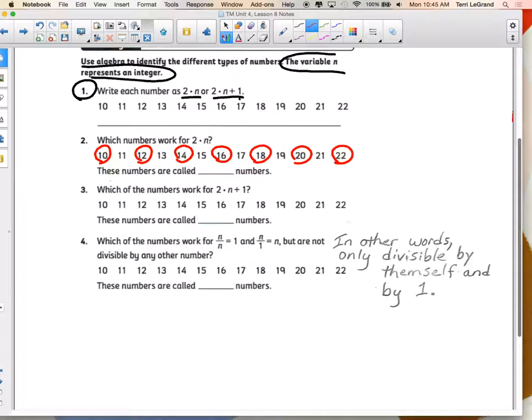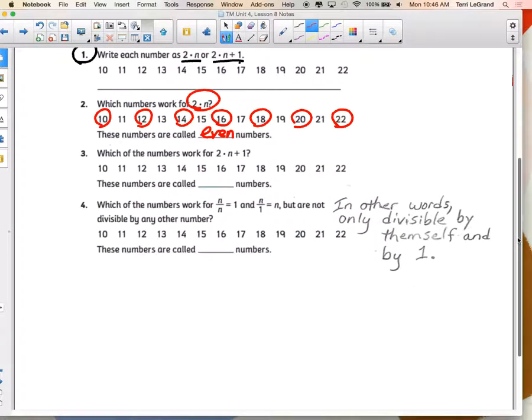What type, what special name can they be called? Ikea? These are the even numbers. The even numbers. So even numbers can be represented by the algebraic expression 2 times n. Okay? So 2 times n will always give you an even number when n is what kind of number?